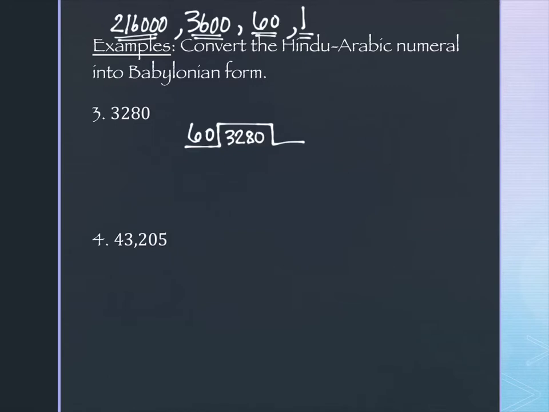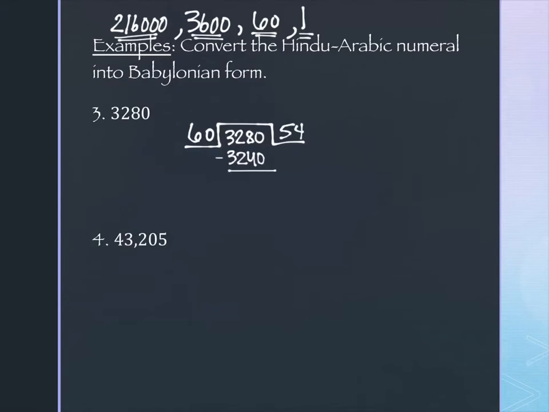Your calculator is going to be your best friend. Like, you really need it for this. You're not going to do this in your head. This is not going to work. So I need to know how many whole times 60 goes into 3280. 54. So the 54 will go here, and then we will multiply. What is 54 times 60? 3240.